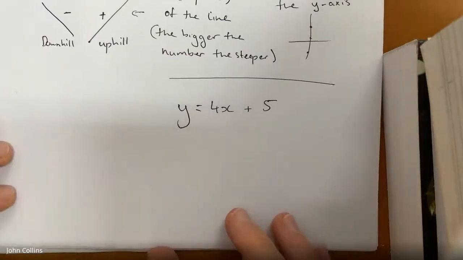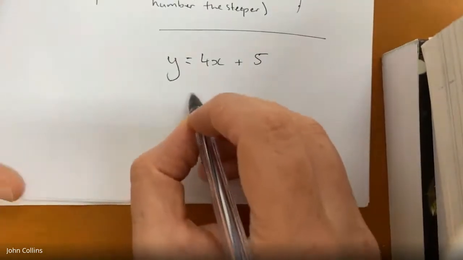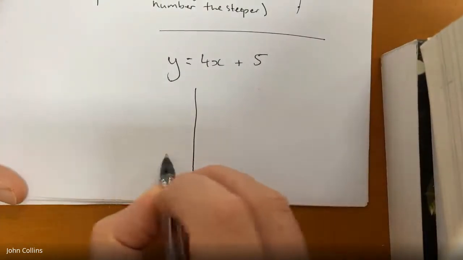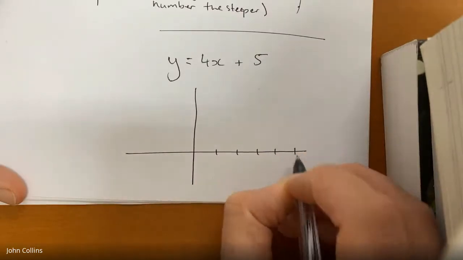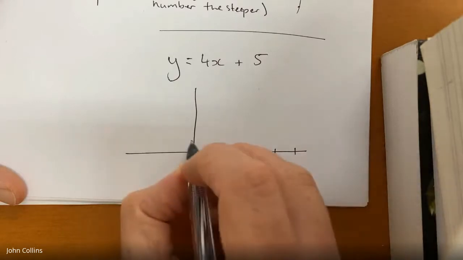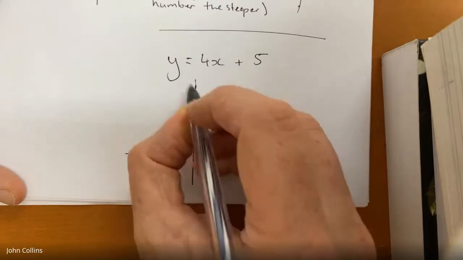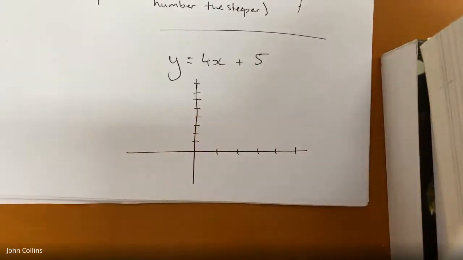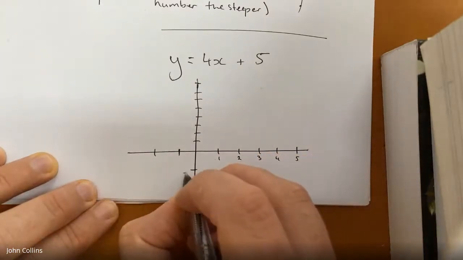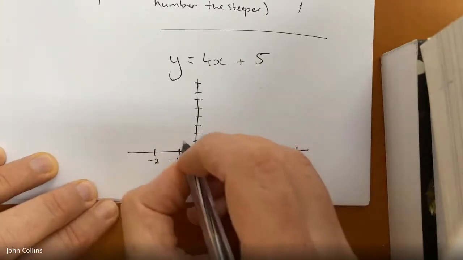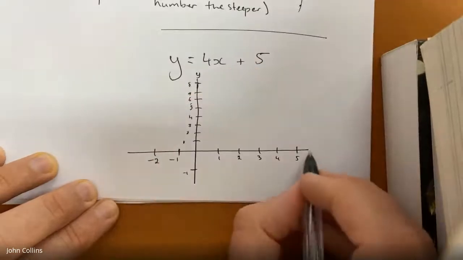You don't need to take this bit down. We're just going to look at this. So just keep focused. I'm going to draw my coordinate diagram. Okay. 1, 2, 3, 4. -1, -2, minus. Okay. So here's my y-axis, my x-axis.